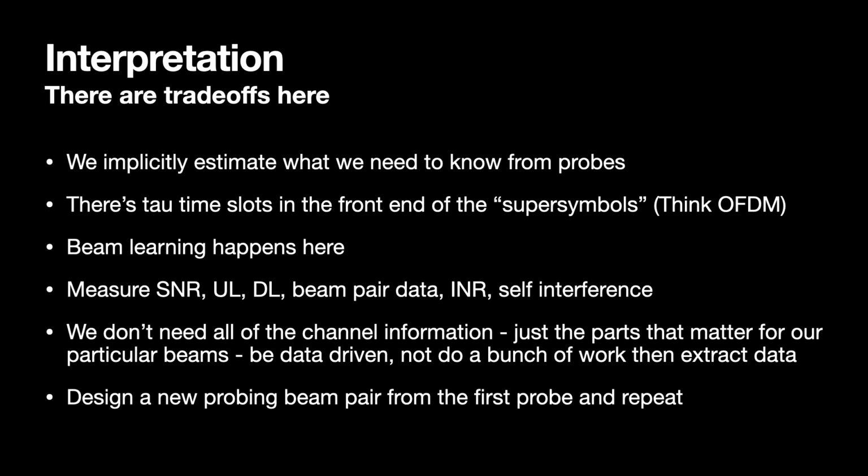They used tau as the variable for time slots in the front end of these super symbols. And that's where your beam learning happens. So you're gonna have little beam pairs. You're gonna figure out where your people are, and you need to learn that. So we're gonna do things like measure signal to noise ratio, your uplink, your downlink, the beam pair data, your interference to noise ratio, and your self interference.